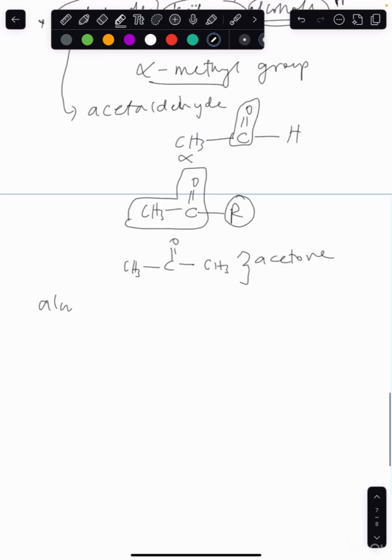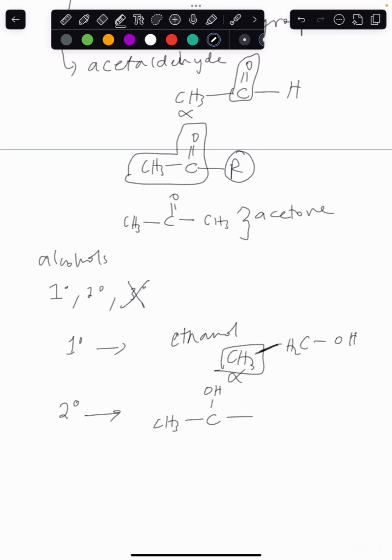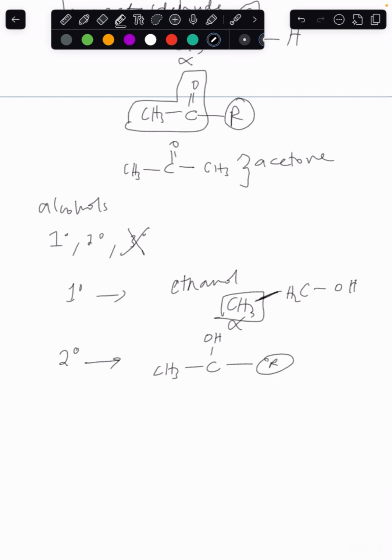And for alcohols, 1 degree and 2 degree alcohols give the test, and not 3 degree. For 1 degree alcohol, only ethanol will give that reaction, because what we have over here is the carbon bonded to the functional group, and the methyl group is bonded to it as the alpha methyl. The 2 degree one will have an iso structure. So for example this, and anything can combine over here, any R. And then 3 degree will give negative for this reaction.